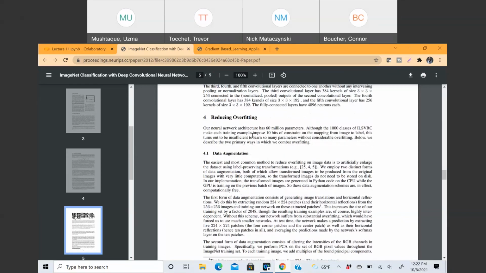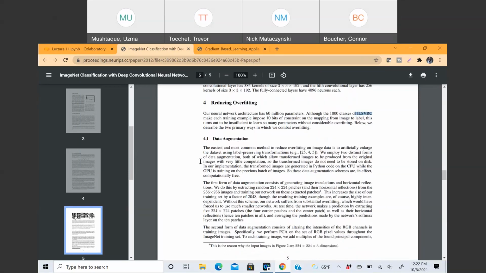Also, yeah, I remember it correctly. So 60 million parameters are there, and there are 1,000 classes. Okay, it was for this competition. I think it was a winner or something in this competition, but I'm not 100% sure.